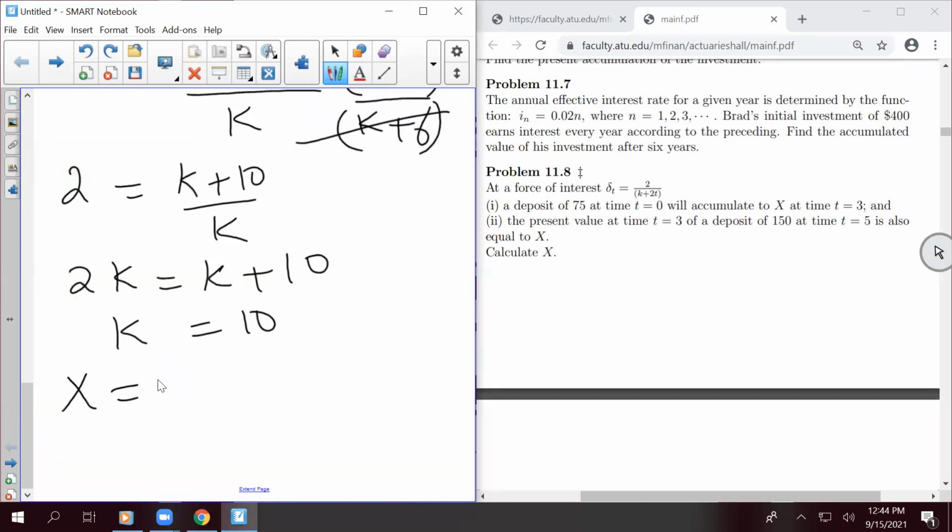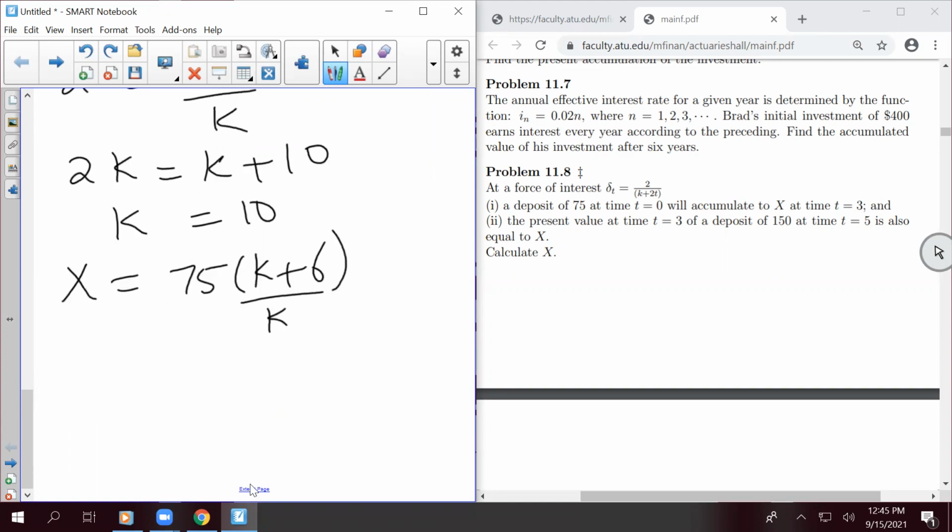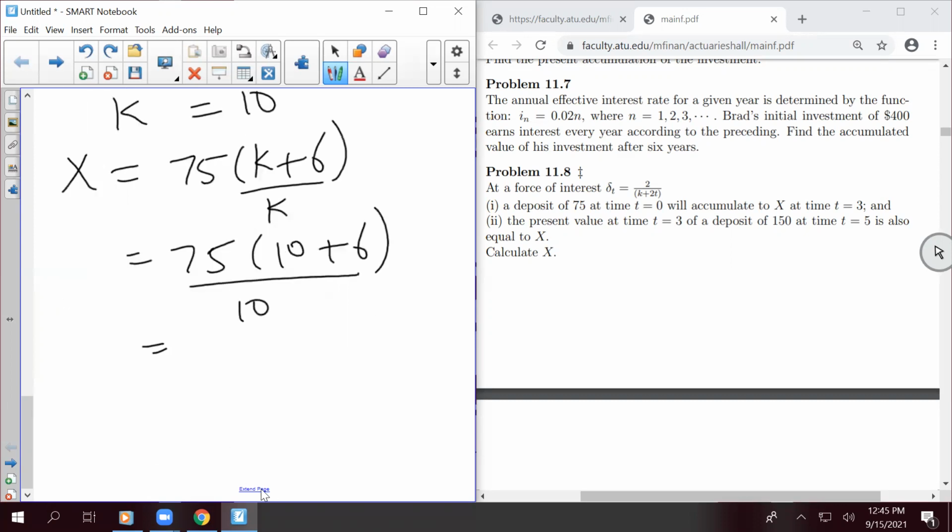So x is equal to what? What was it? 75 times (k plus 6) over k. We go to 75 times (10 plus 6) over 10. What is 16 times 75? 1200? The result is 120. 120? Yeah. 120. Check. Yeah, that's right.